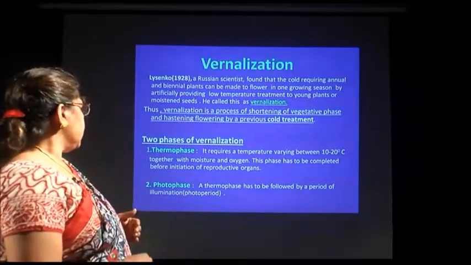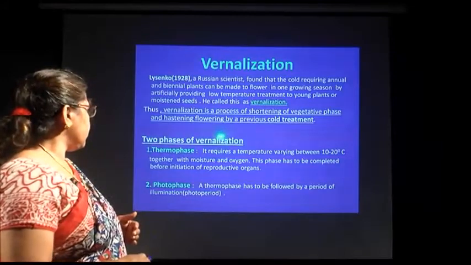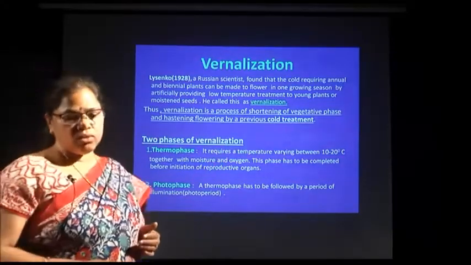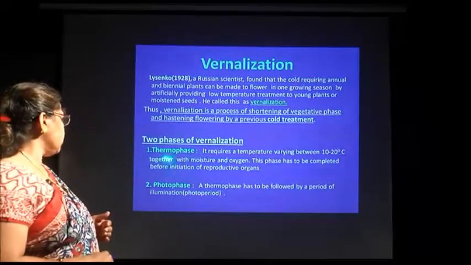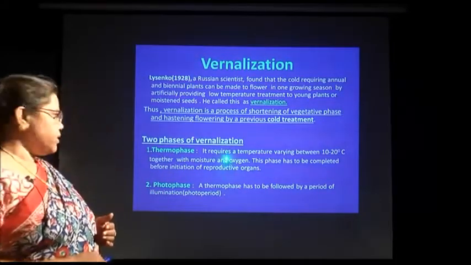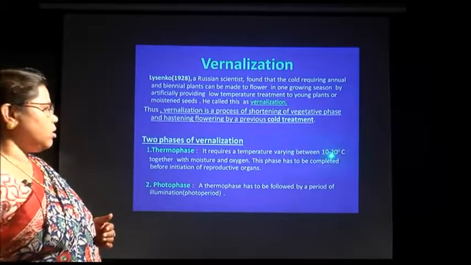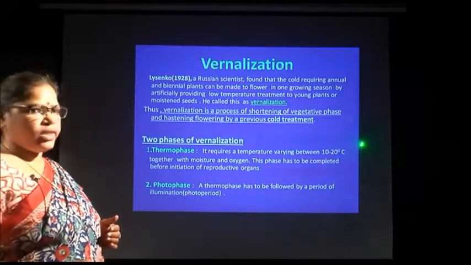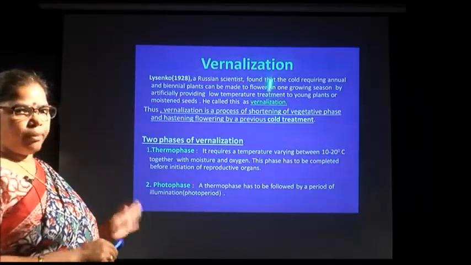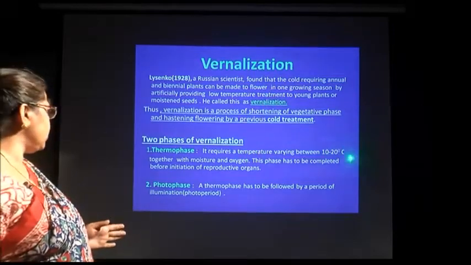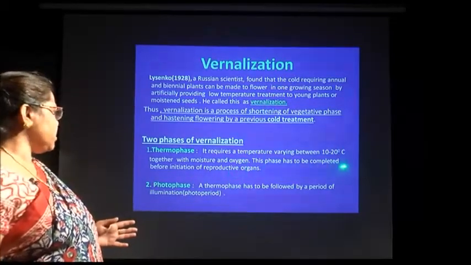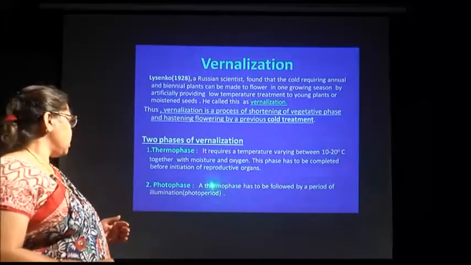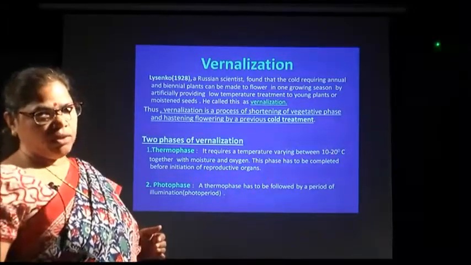Okay. Then Lysenko proposed that there are two phases of vernalization. One is known as the thermo phase, another is known as the photo phase. The thermo phase requires a temperature varying between 10 to 20 degrees centigrade, together with moisture and oxygen, and this phase has to be completed before the initiation of the reproductive organ, that is the flower.